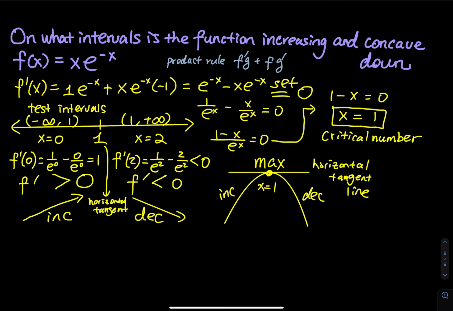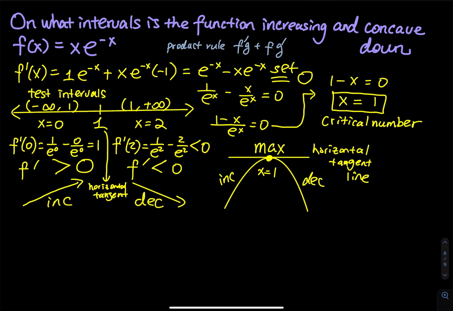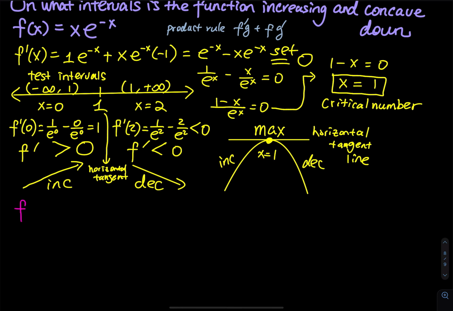So for concavity, concave up or concave down, we have to look at the second derivative. So let's find f double prime of x. We bring the negative, we have e to the negative x times negative 1. The derivative of negative x is negative 1. So we have negative e to the negative x.